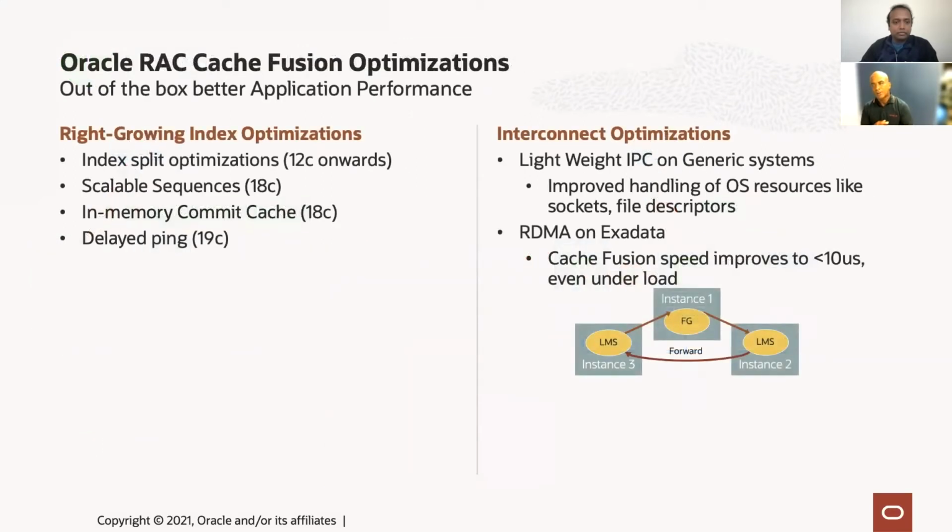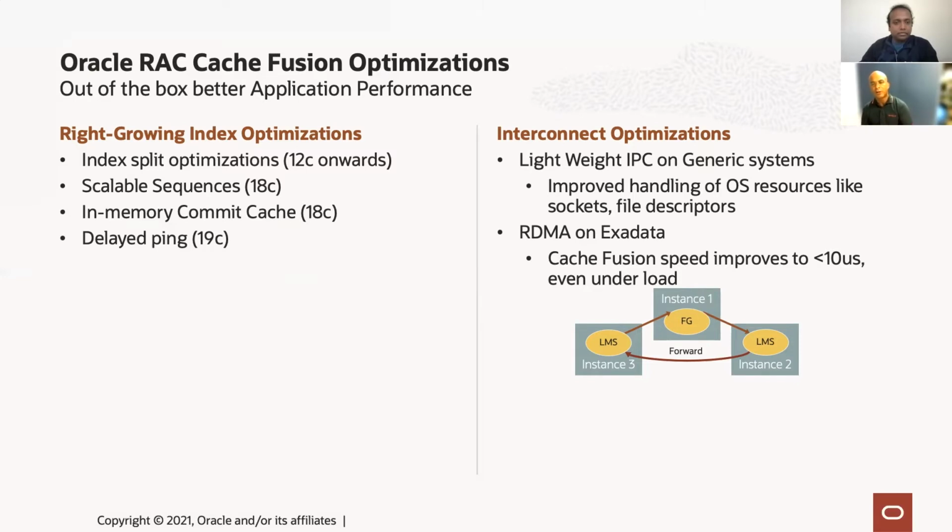So this cache fusion optimization, you can see that there's a small list that I've put in here, but the main one that it helps is what we call the right growing index optimization. Right growing index is a very typical issue that you would see in a workload, because as you add more and more records, the indexes get a bit heavy on the right side for access. So we have implemented what we call index split optimizations. We have scalable sequences and some of these other optimizations that help with those kinds of workloads.